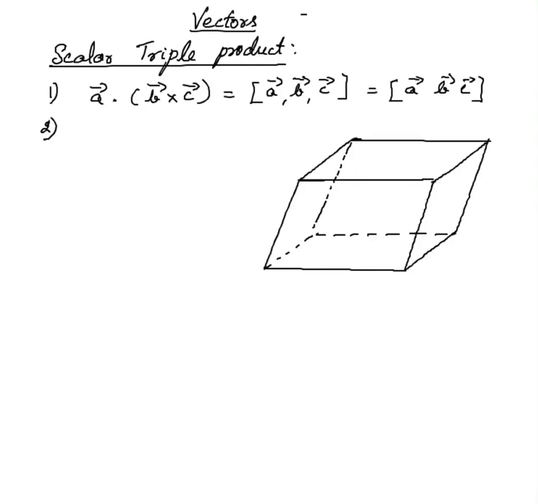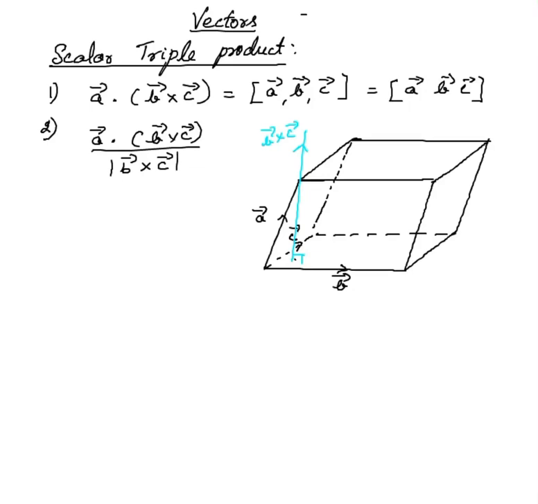Let us take this as vector A, vector B and vector C. We know that vector B cross vector C is a vector which is perpendicular to both B and C. And the projection of vector A onto vector B cross C is vector A dot vector B cross vector C divided by magnitude of vector B cross vector C. This gives the height of this parallelepiped. Magnitude of B cross C gives the area of the base.